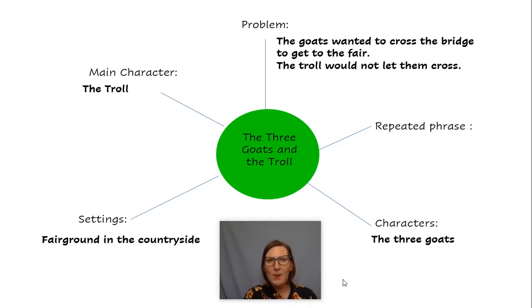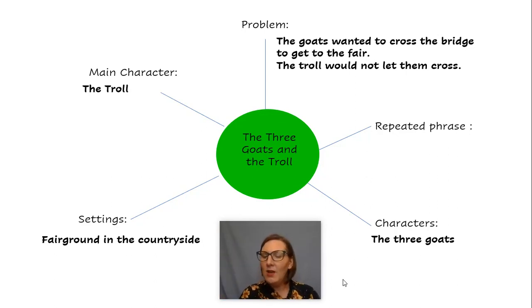And he kept jumping up saying, "Oi, you cannot cross my bridge." That's what he said, didn't he? And they couldn't get across until that last big goat. She kicked him really hard and he went flying into the air.